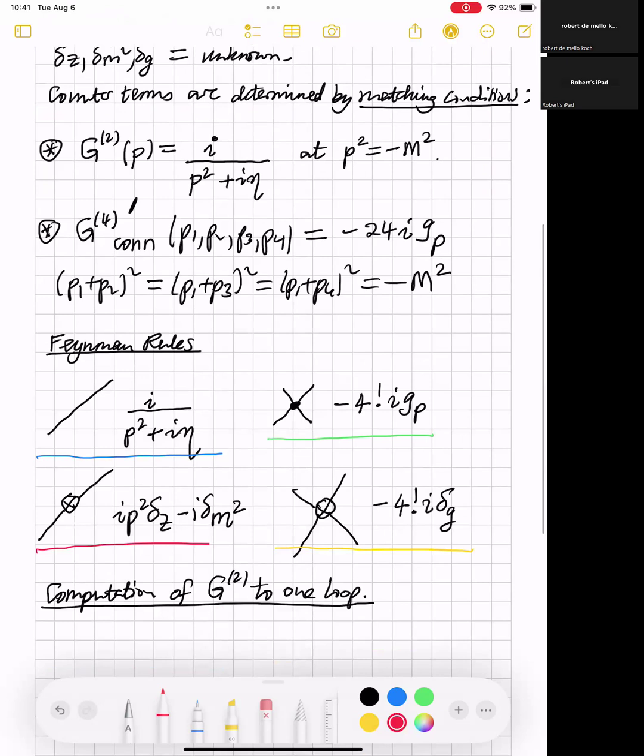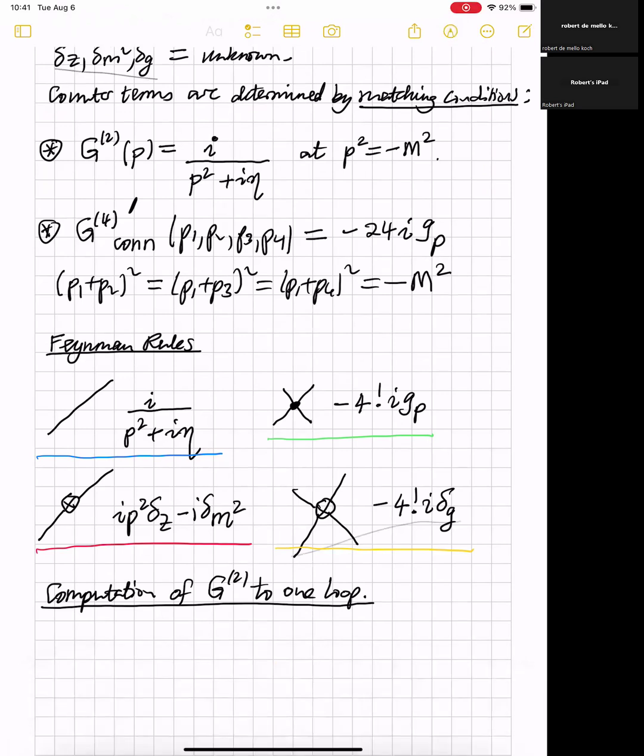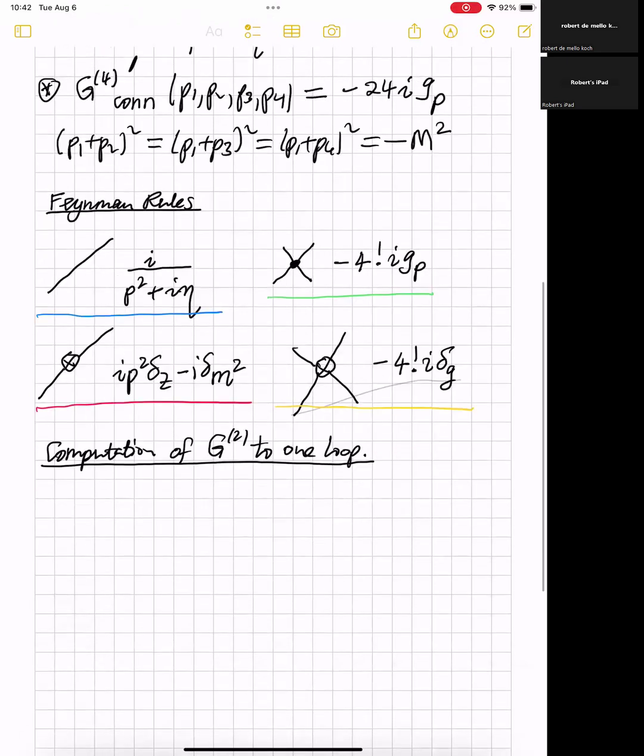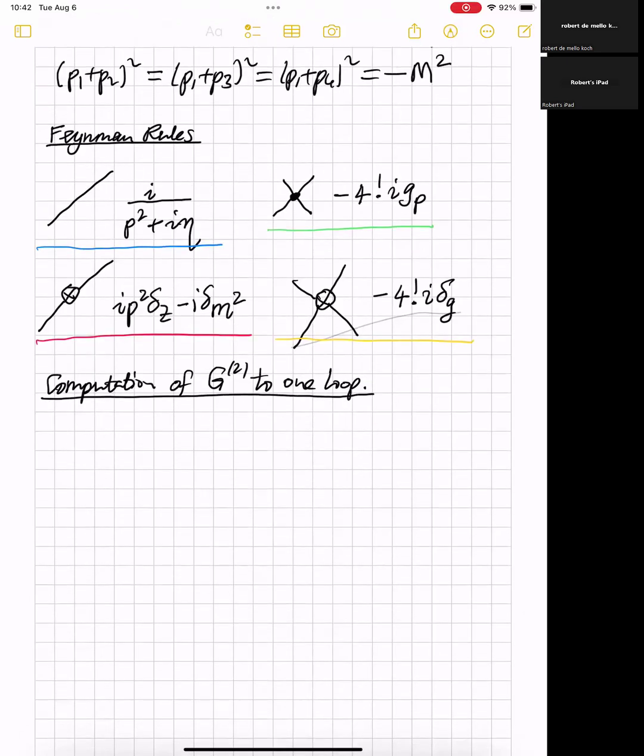So that was one of the things that I wanted you to check. The only difference now compared to what we had before is that we've set the physical mass to 0, but that's really no big deal, okay? So please make sure that you are comfortable with deriving these Feynman rules. You know everything that you need to derive them, and it's a good exercise.